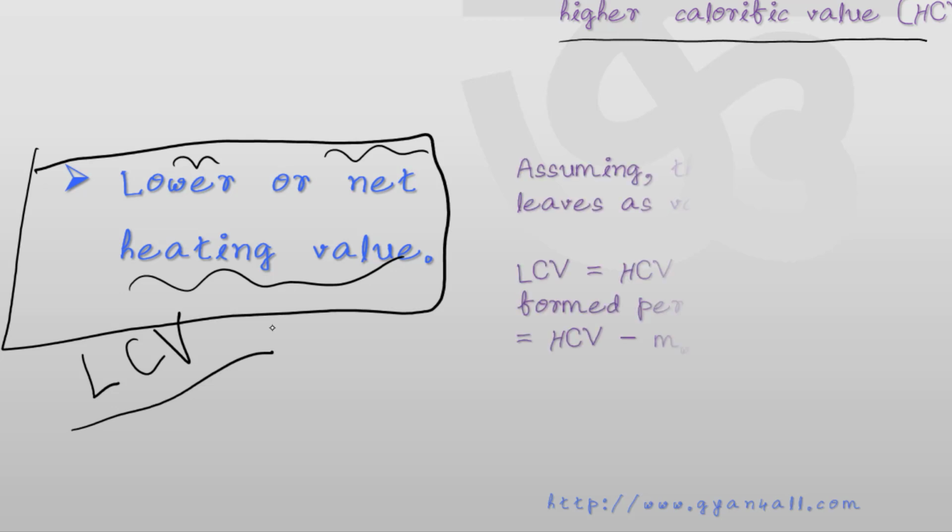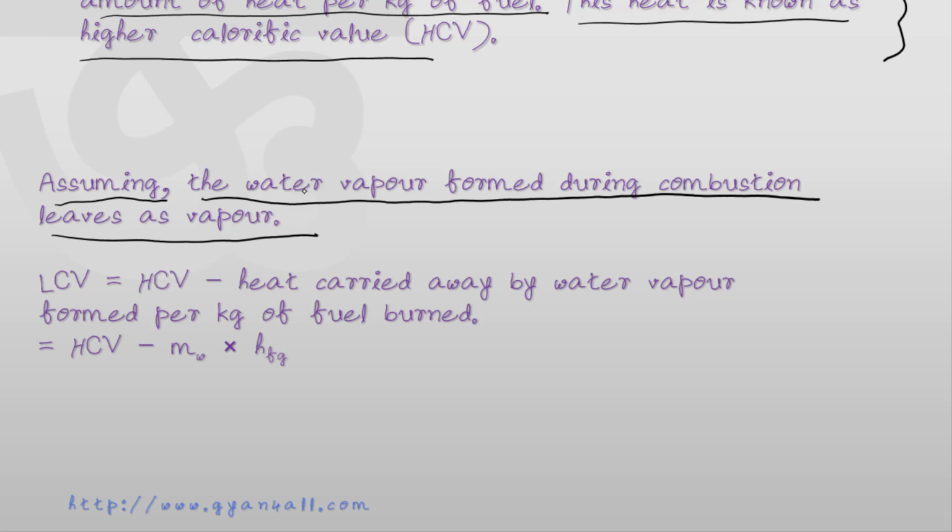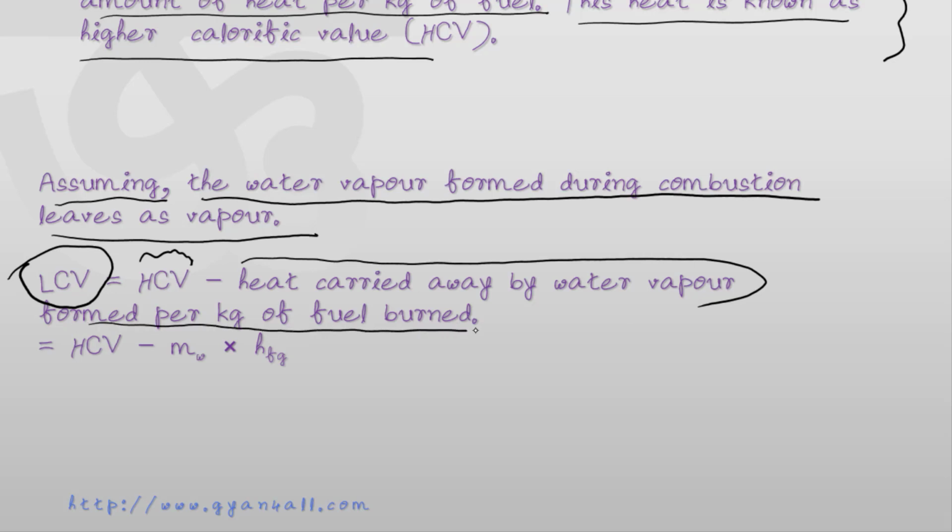Now, what is this lower calorific value? It is simple. It assumes that the water vapor formed during combustion leaves as vapor. So the vapor is not again converted to liquid. We consider that it is part of the system, so let it go. And therefore, the LCV, lower calorific value, is the higher calorific value, that means gross income, minus the heat carried away by the water vapor formed per kg of fuel burned.